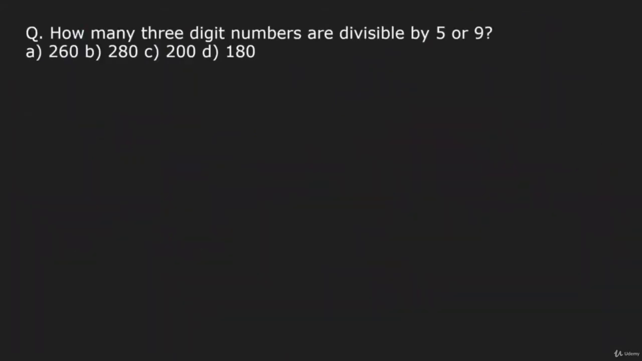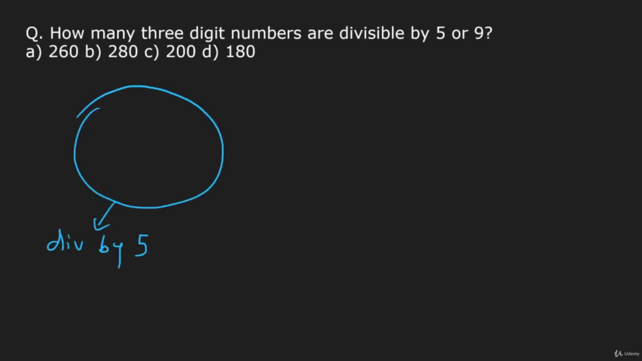Let's do this question. How many 3-digit numbers are divisible by 5 or 9? Pause the video, give it a try, and then let's try to do it together. Alright, we are back. Let this represent the numbers that are divisible by 5 and are 3-digit numbers. So this set of numbers will be the numbers from 100 till 995.